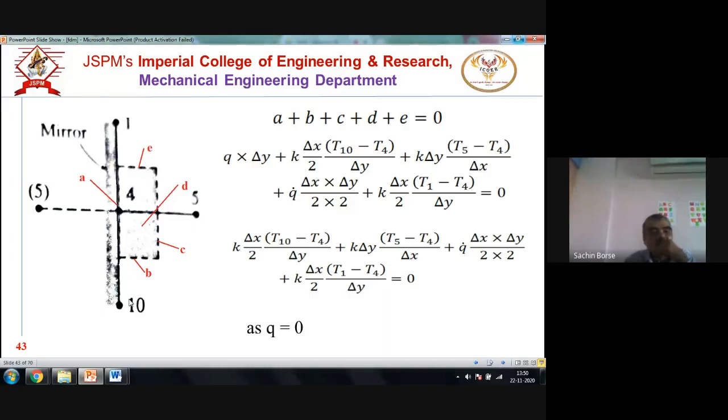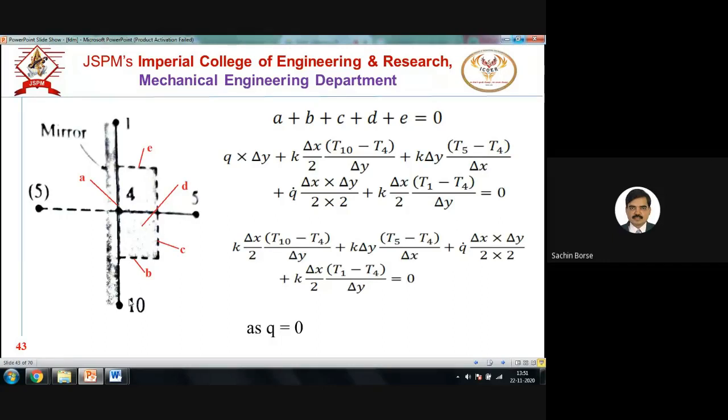So I'll start with the A. A is what? Insulation. So I'll write Q into area. Area is del Y into 1, so it is del Y, vertically it is double. Plus B is now conduction. So we write K into A, del X by 2 into T10 minus T4 divided by del Y.